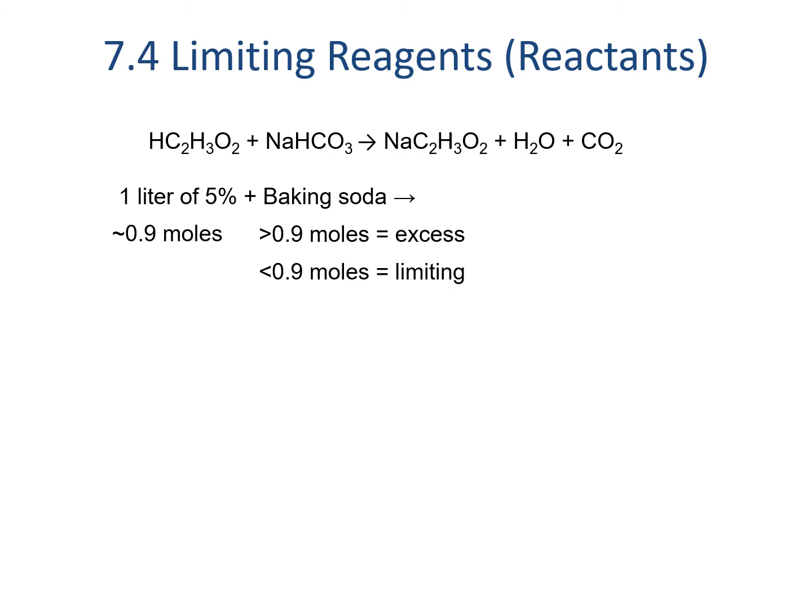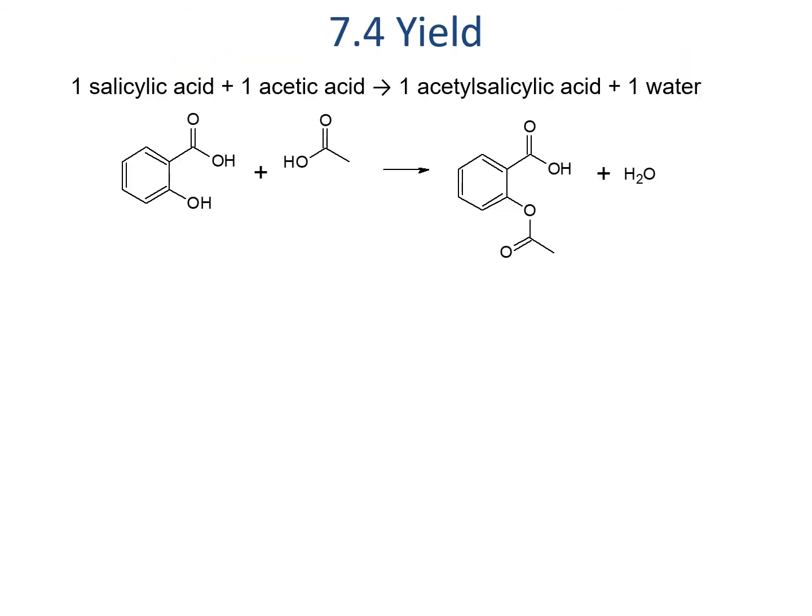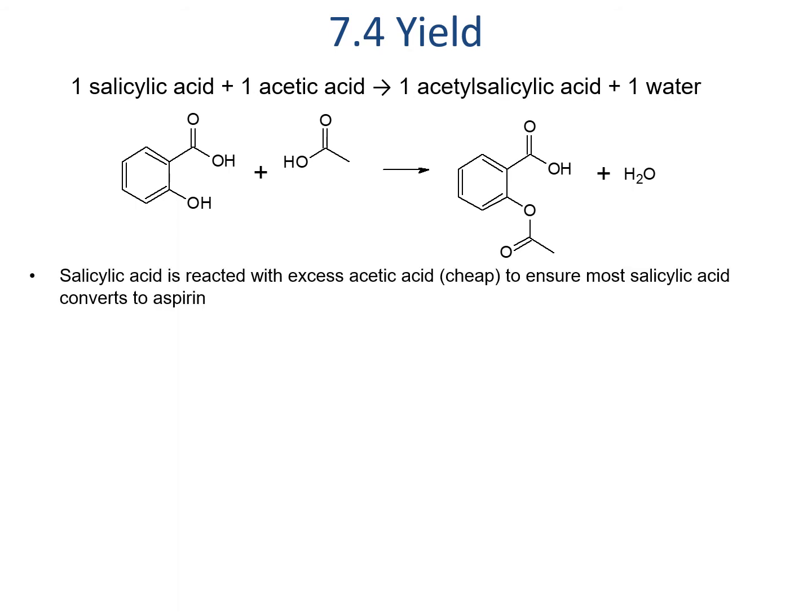It's important to note that these calculations are always based on stoichiometry. If we needed twice as much baking soda to react, the cutoff between excess and limiting would be twice as high. We don't only compare the amounts of reactants to see which is limiting and which is excess. We can also make calculations of yield, how much product is actually produced, based on limiting reagents. For our example of aspirin synthesis, we always react excess inexpensive acetic acid with salicylic acid, which is more expensive. That means salicylic acid is limiting.